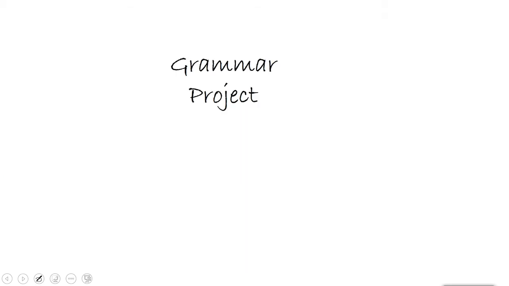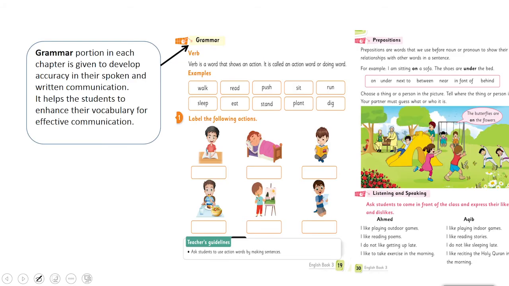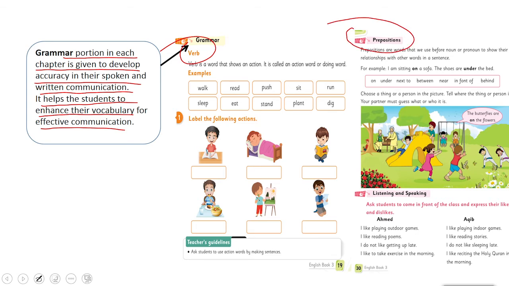The grammar and project section here. What is the grammar for? The grammar portion in each chapter is given to develop accuracy in their spoken and written communication. It helps the students to enhance their vocabulary for effective communication. The verbs are given here, the prepositions, from easiest to difficult one.